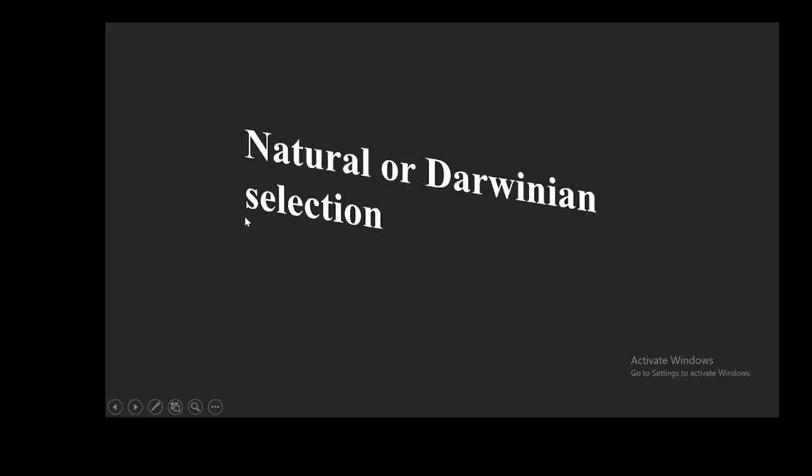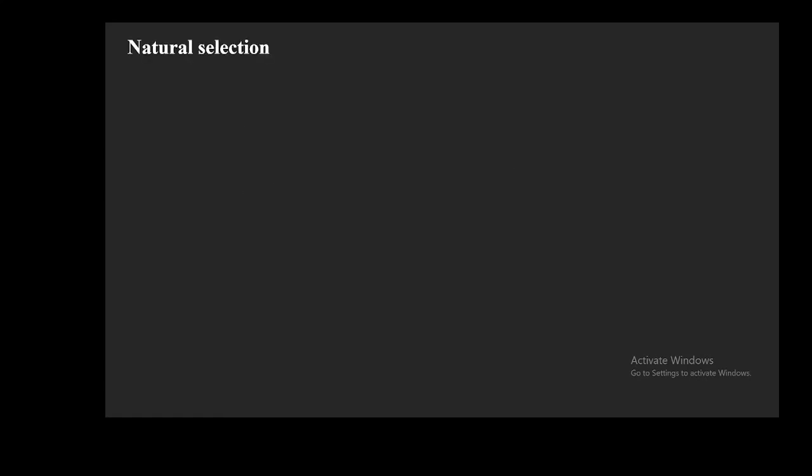Currently I am giving lectures on population genetics, and I have already mentioned random genetic drift and linkage disequilibrium in my previous videos. So if you have not watched these videos, please go and watch them before watching this natural selection video. And without any delay, let's start the topic of natural selection, which is also known as Darwinian selection.